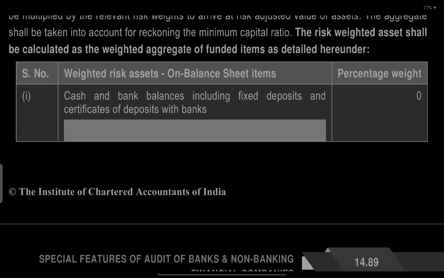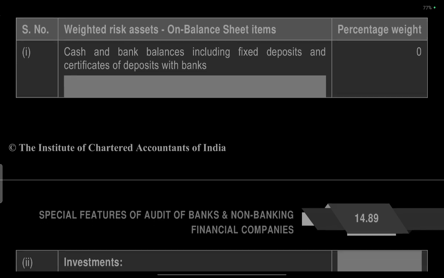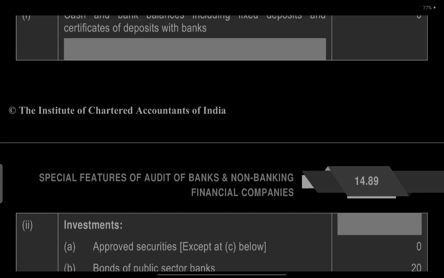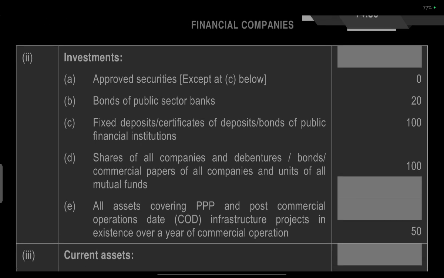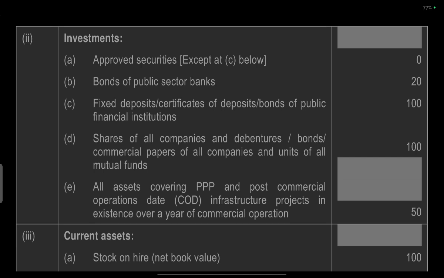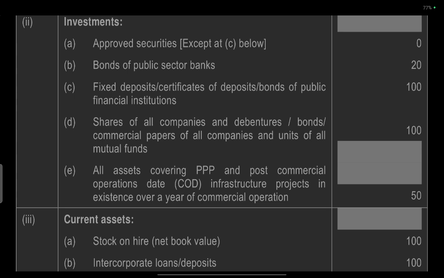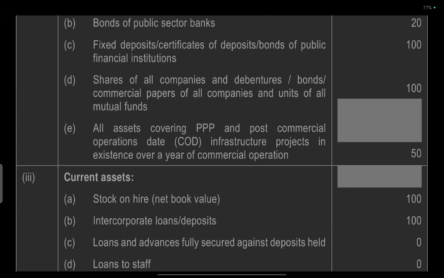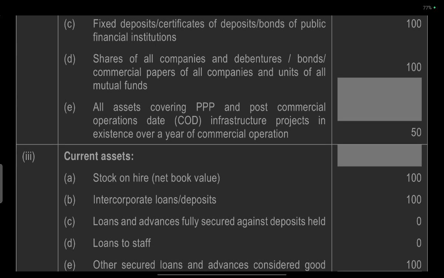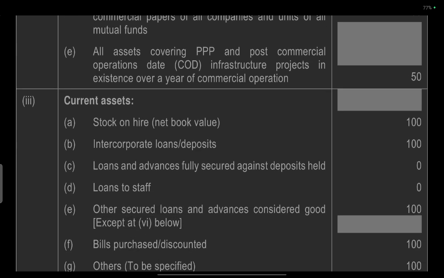Weighted risk assessment on balance sheet items, percentage of risk. Cash and bank balances, including fixed deposits and certificates of deposit in the bank, 0%. Investment in approved securities 0%. Bonds of public sector banks 20%. Fixed deposit certificates, deposits and bonds of public financial institutions 100%. Shares of all companies, debentures, bonds, commercial papers, and units of all companies' unit holders 100%. All the assets of PPP and post-commercial operation, infrastructure projects in the existing year and the commencement, 50%.